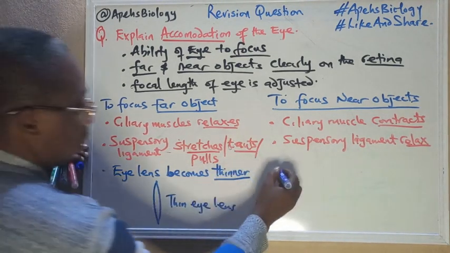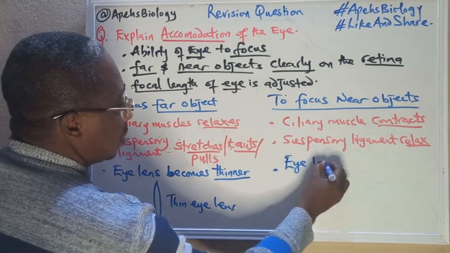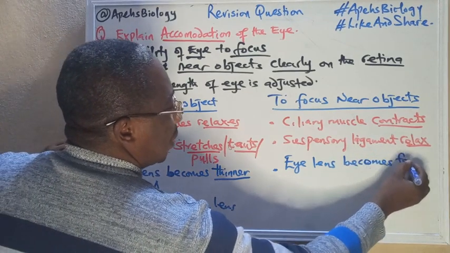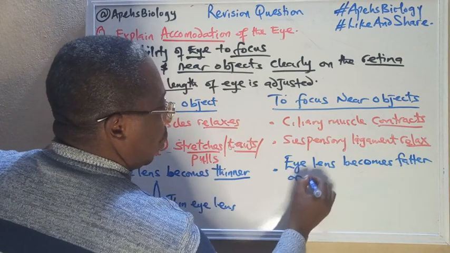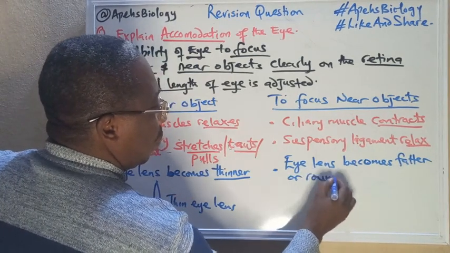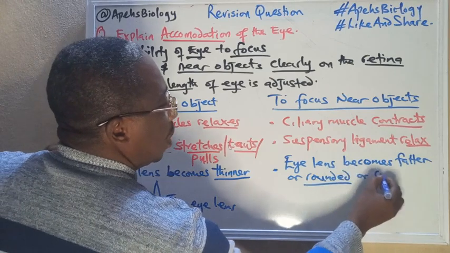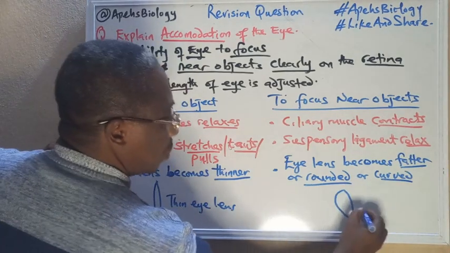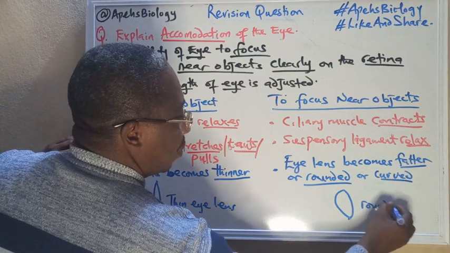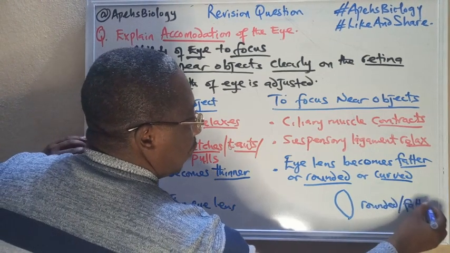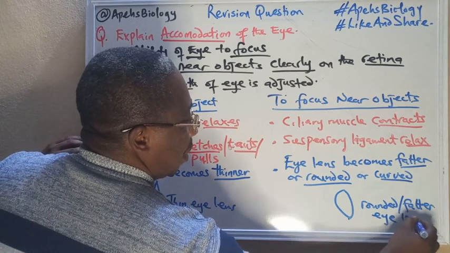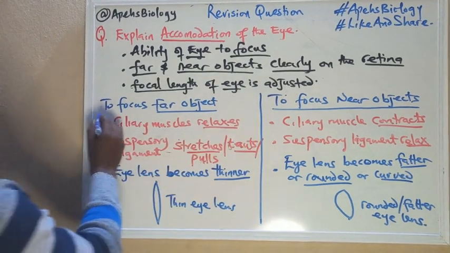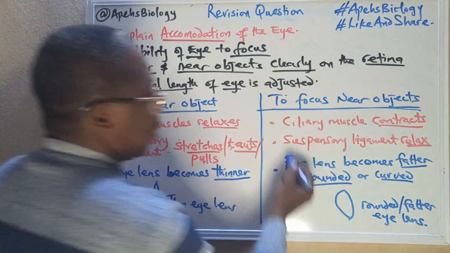Now here, what happens to the eye lens? The eye lens becomes fatter or rounded, or curved. It becomes like this, so you see it becomes more curved. So this is now our rounded or fatter eye lens. It's just the opposite. So this is what happens when you are focusing far objects. This is what happens when you are focusing near objects.